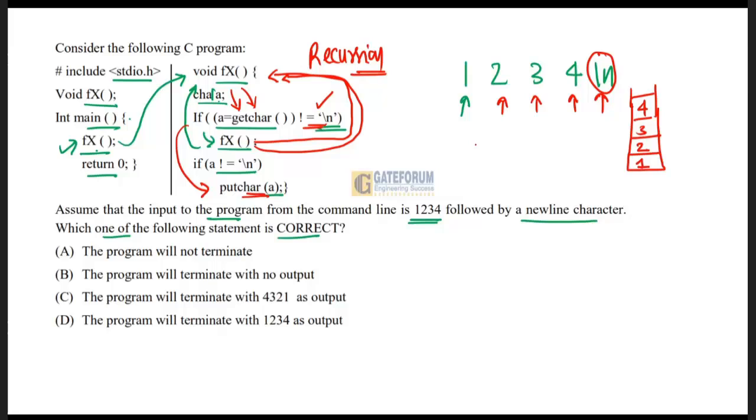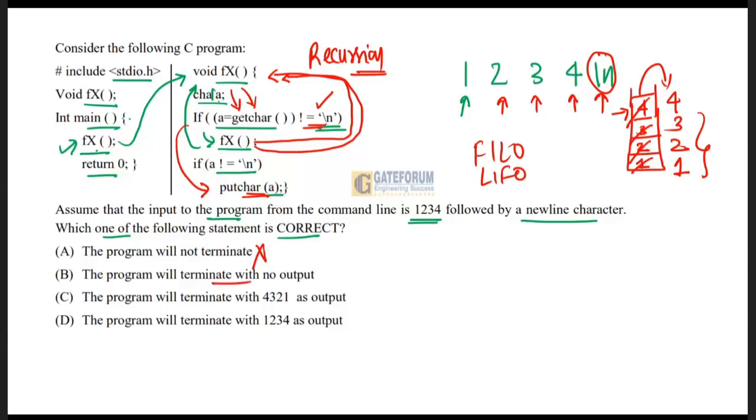So obviously, the first in last out, or last in first out, property will hold. Whatever function is on top will be returned first. So first 4 will be returned, thereafter 3, thereafter 2, thereafter 1 will be returned. Based on that, option A, the program will not terminate, is wrong, because obviously it will terminate, there is no infinite loop condition.